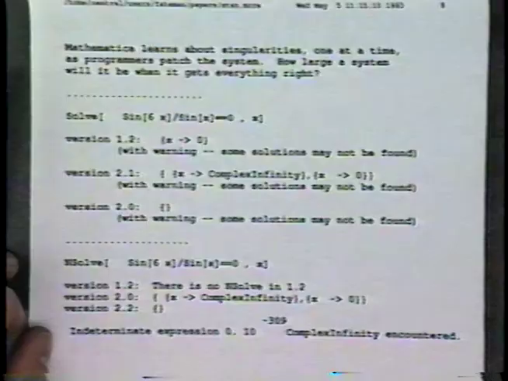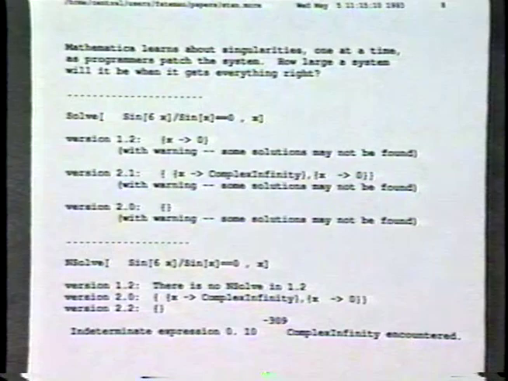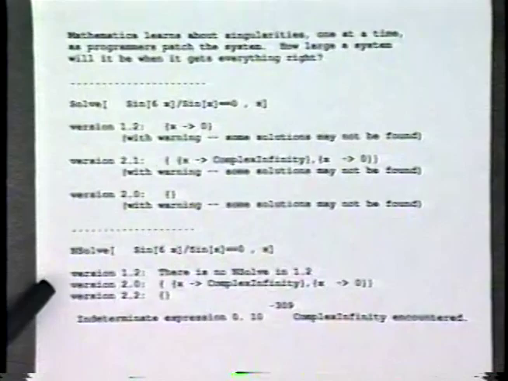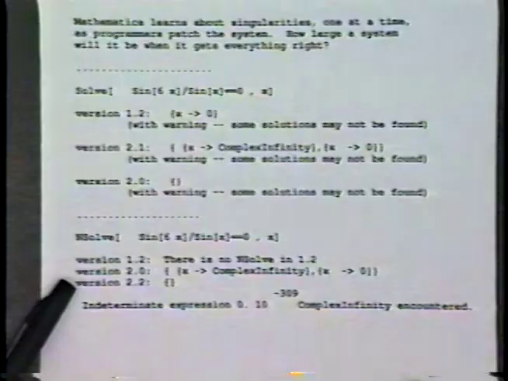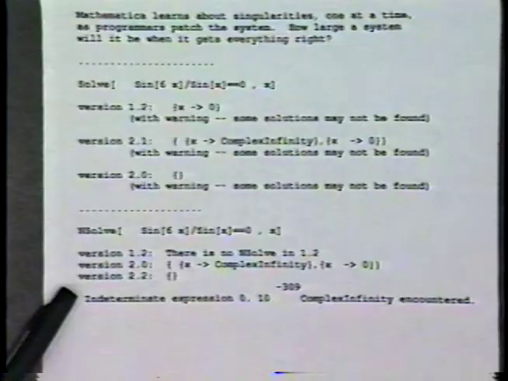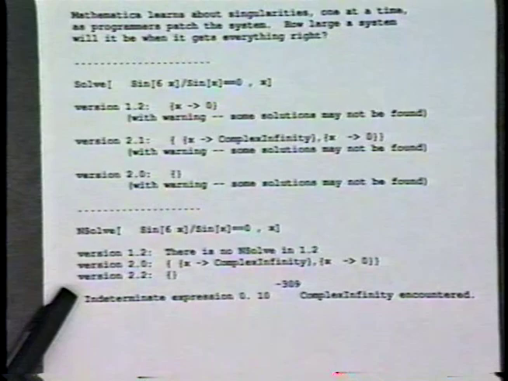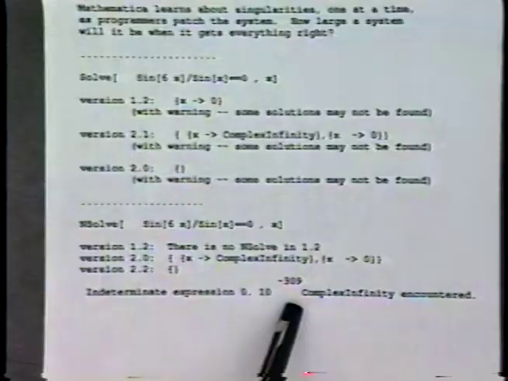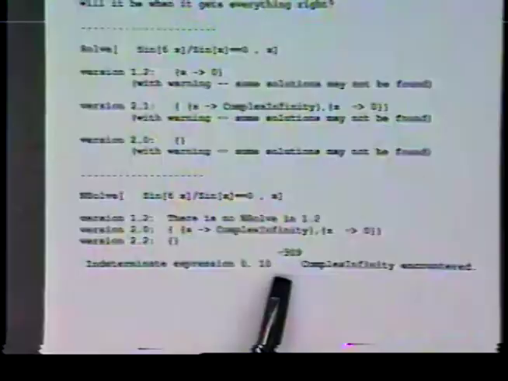Version 2 finally gets it right. It gives an empty list. It says no solutions were found. Well, version 1.2 didn't have an NSolve, but version 2 does have an NSolve. It got it wrong. Version 2.2 almost got it right, except it gave an error message in the middle. Indeterminate expression 0, I think that's 0, times 10 to the minus 309 times complex infinity encountered. So you figure out what that means.